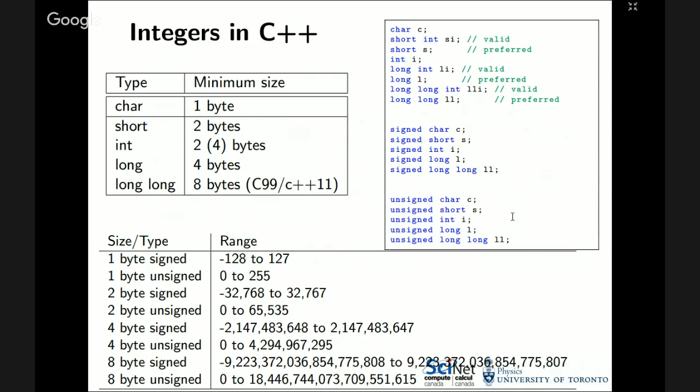So if you are using 1 byte signed, it goes from minus 2 to the 7 to 2 to the 7 minus 1, if you are using 1 byte unsigned from 0 to 255, and so on. Okay, you can see the numbers get really, really large.